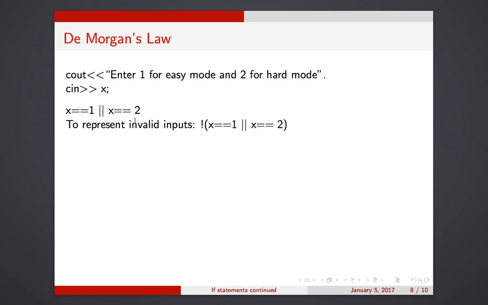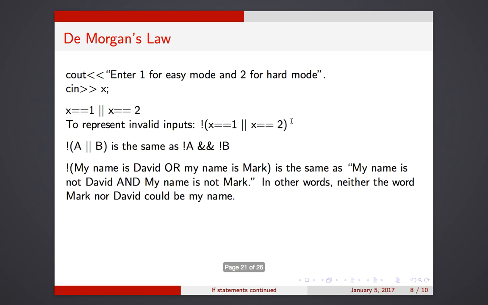So how do you represent everything invalid? Well, if this is what's valid, then not that, right? Not this thing right here. Those are the invalid things. So invalid is the not of the valid. So how do you treat not A or B? What does that even mean? What does it mean to say not this or statement?